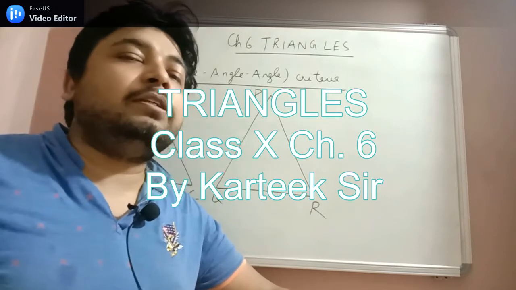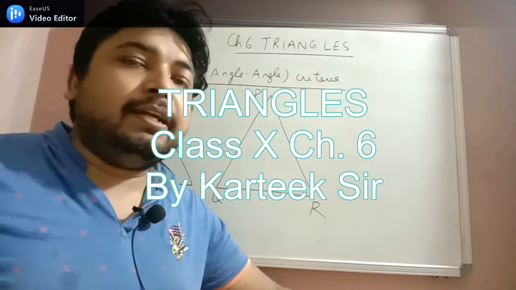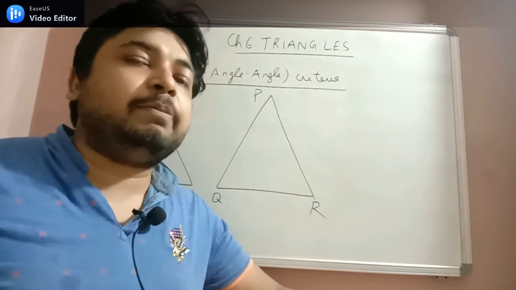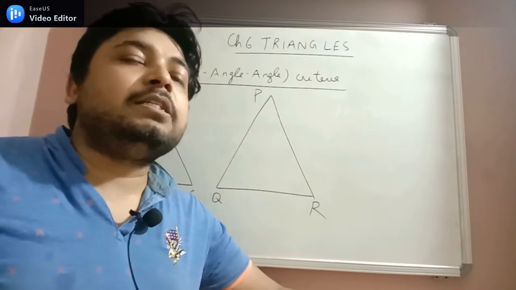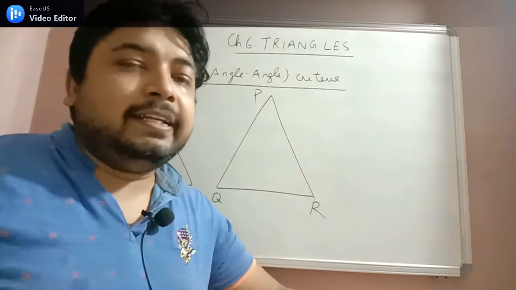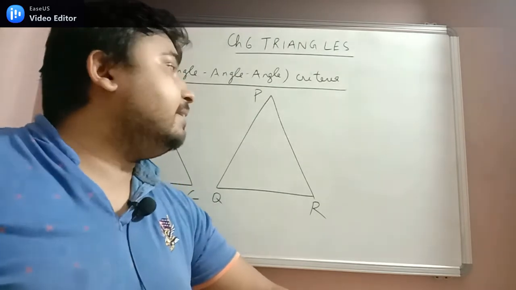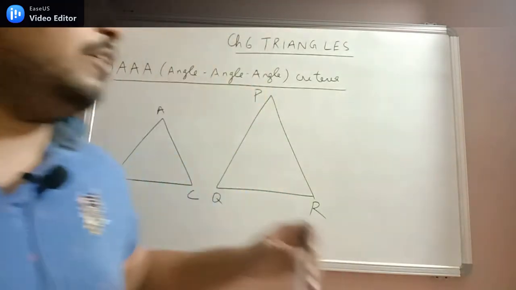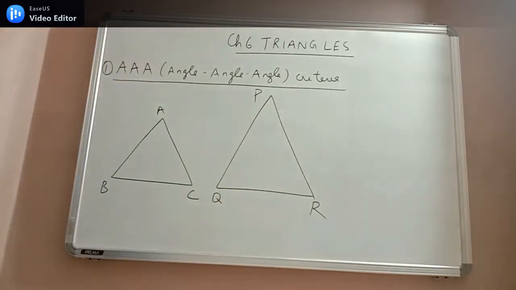So we were on the triangles chapter. We have already covered the basic proportionality theorem and the converse of the basic proportionality theorem. Now let's begin the next section of the chapter, that is similarity criteria for triangles. The first criteria of similarity that we need to study is the angle criteria, that is the AAA criteria for similarity. Let's see what this criteria means.